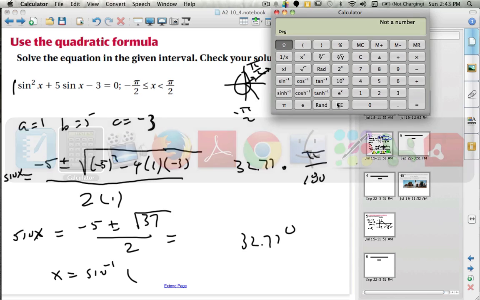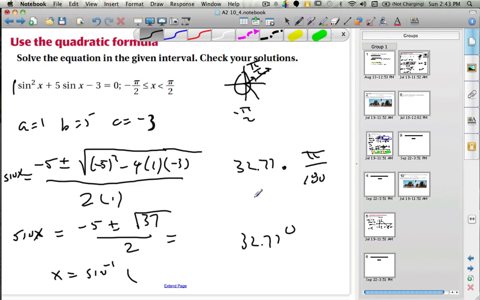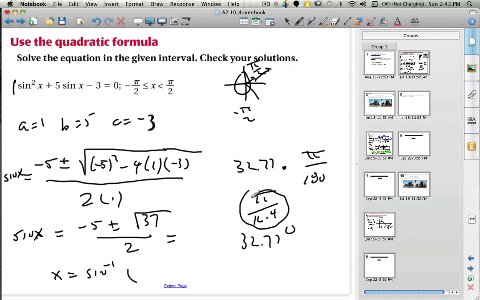Let me go ahead and do that. I'll have 32.77 divided by 180. And I'm getting basically 1 over pi over 16.3859. That's kind of a pain. Right, so I have pi over 16 point, let's call that 4. That's the angle that I get.